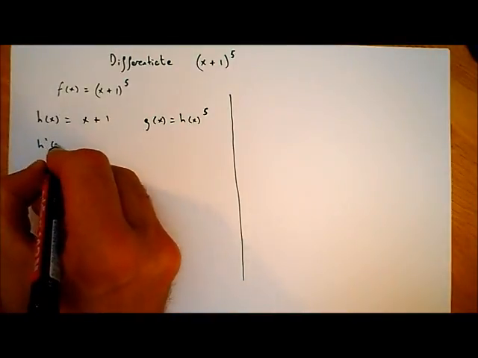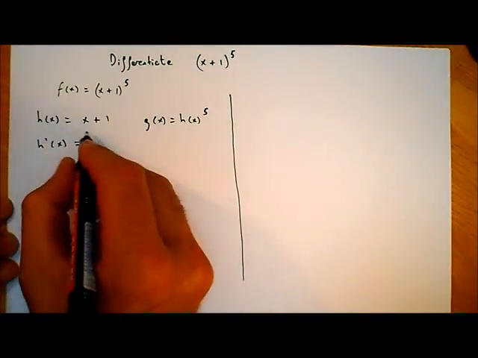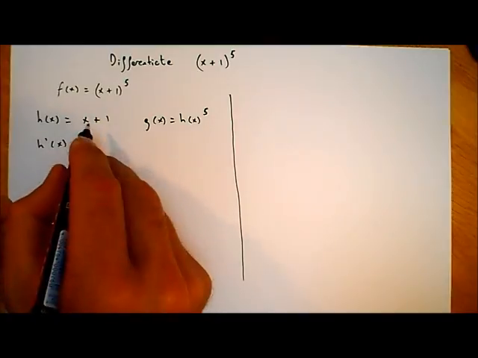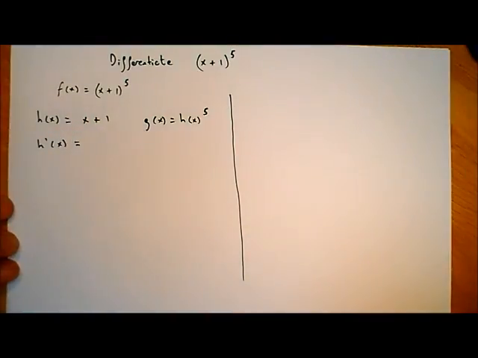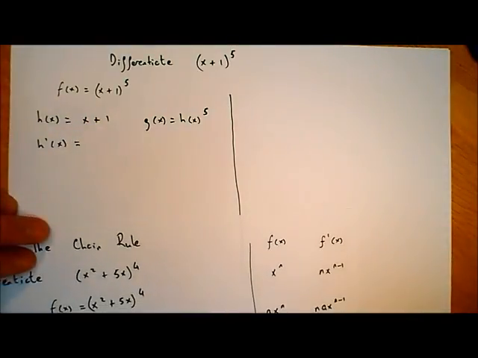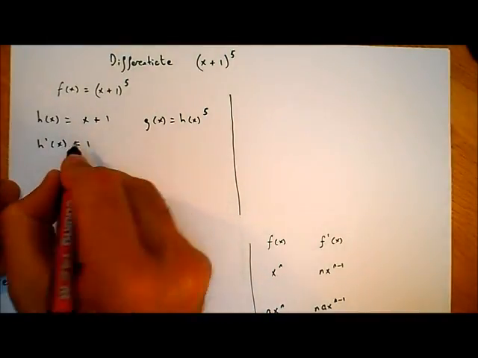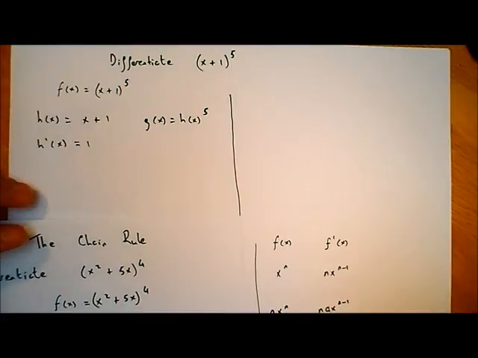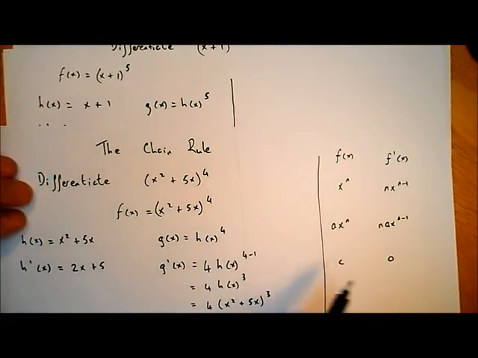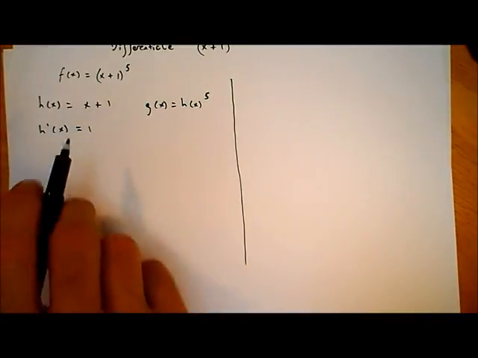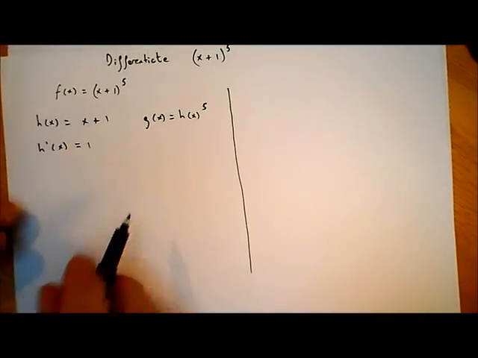So here I get h dash x. Differentiate x plus 1, this is just a sum, it's easy to differentiate. I can use the rules of differentiation, the x to the power of n rule. So differentiate x and I get 1. And differentiate a constant, and what do we get? We get 0. So to differentiate x plus 1, we just get 1.